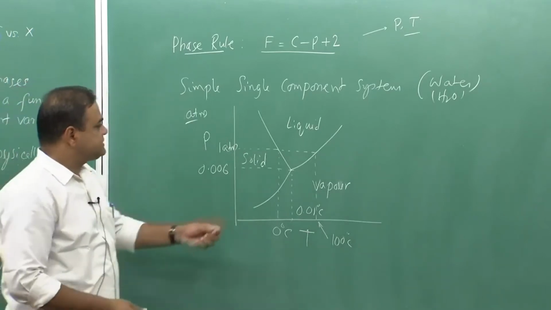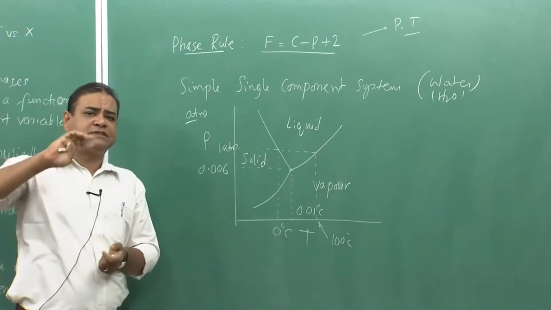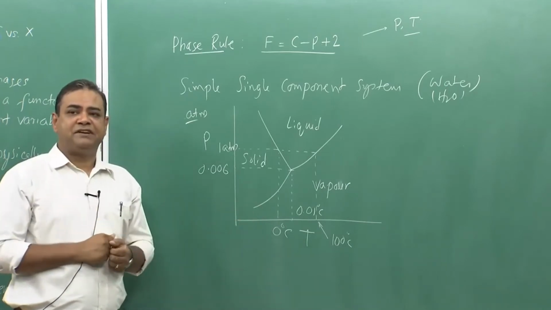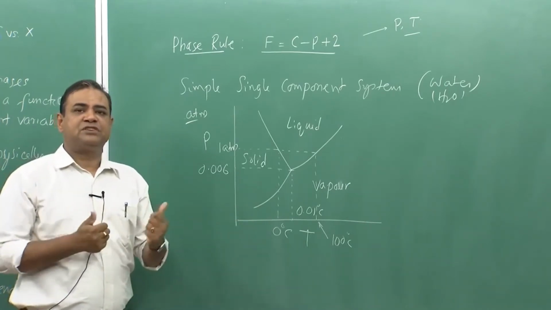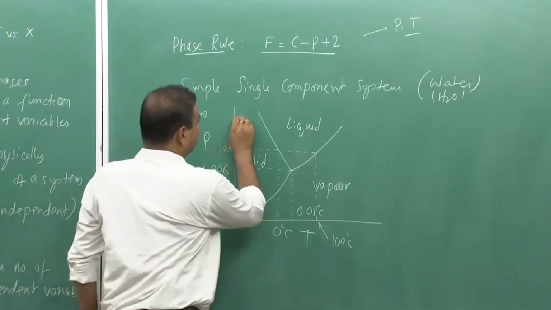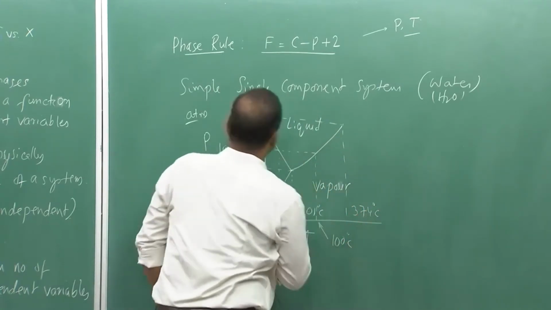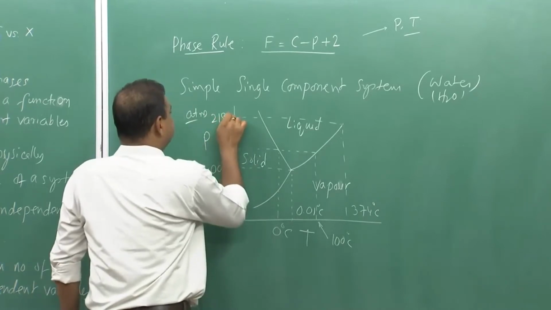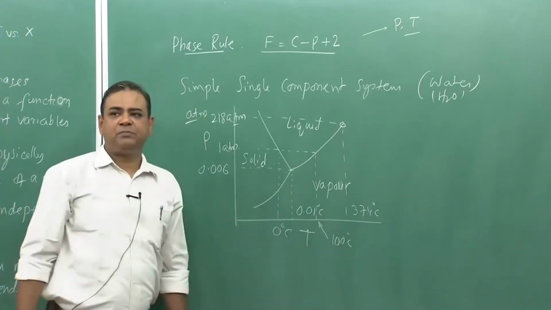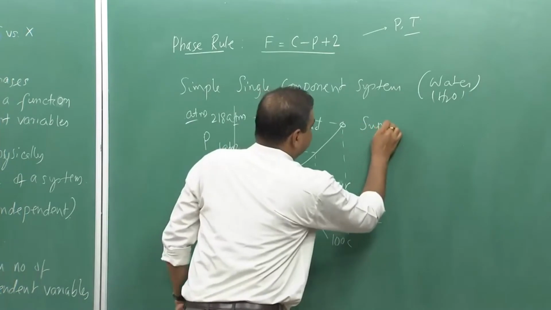And of course, there is one more point which is called the critical point. We are not getting into that. That appears at a much higher temperature and pressure, the temperature is almost about 374 degrees Celsius, and the pressure is around 218 atmosphere. So, at that particular point, the water becomes supercritical.